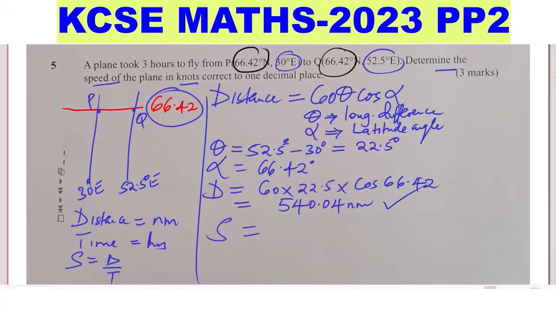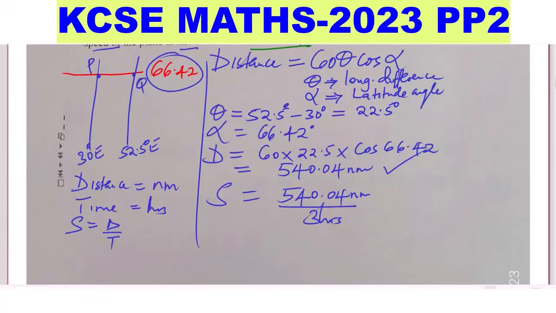Now let's go to the speed. Speed in knots is given by distance in nautical miles, which is 540.04 nautical miles, divided by time. The plane took 3 hours. So when you divide these, you get 180.01333. You have to give your answer correct to 1 decimal place, so we'll give it as 180.0 knots.